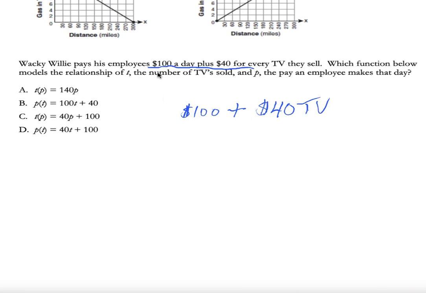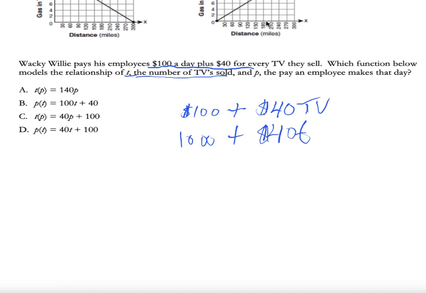And remember, they said that the number of TVs sold represents your T. So it says T, the number of TVs sold. So wherever I see that word TV that I know I put there, I'm going to put T plus the 100. Because remember, they said P. So since that is your T, it has to be in the parentheses.